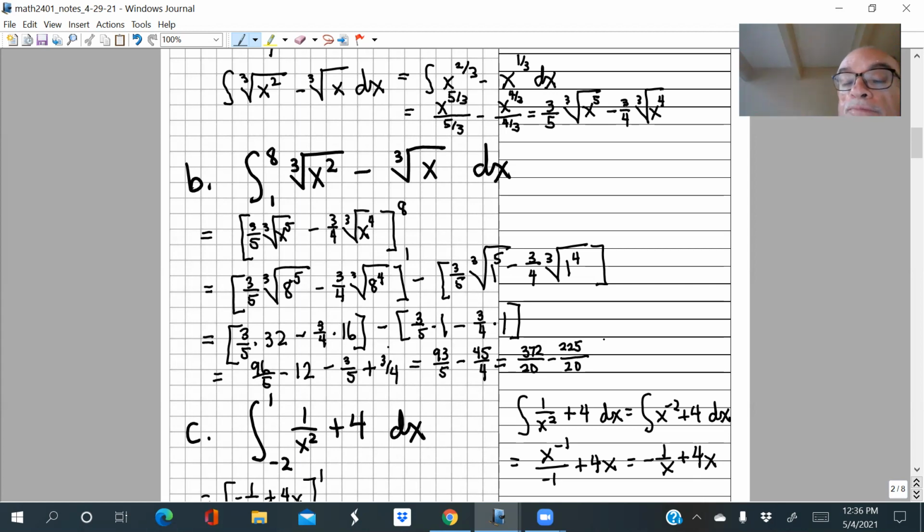So I have 372 minus 225 there, over 20ths. What's 372 minus 225? 147. 147? There we go. So if we did our arithmetic right, there is our result, 147 over 20. A little bit more than 7, okay? So the area beneath this curve, from 1 to 8, there's the exact value.